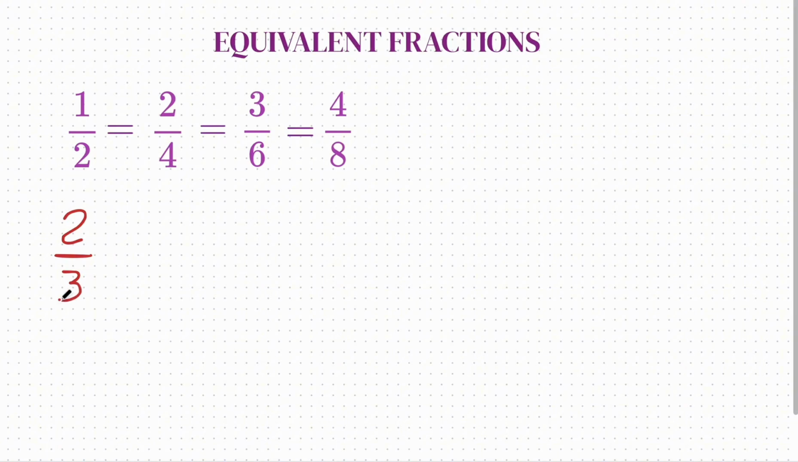Remember, we're looking at the multiplication method and it states that we should do what? Multiply our numerator and denominator by the same non-zero number. Let's start off with multiplying our numerator and denominator by 2. So 2 times 2, 3 times 2, 2 times 2 equals 4, and 3 times 2 equals 6. But remember, we were asked to find two equivalent fractions. So we're going to write back our original fraction, 2 over 3.